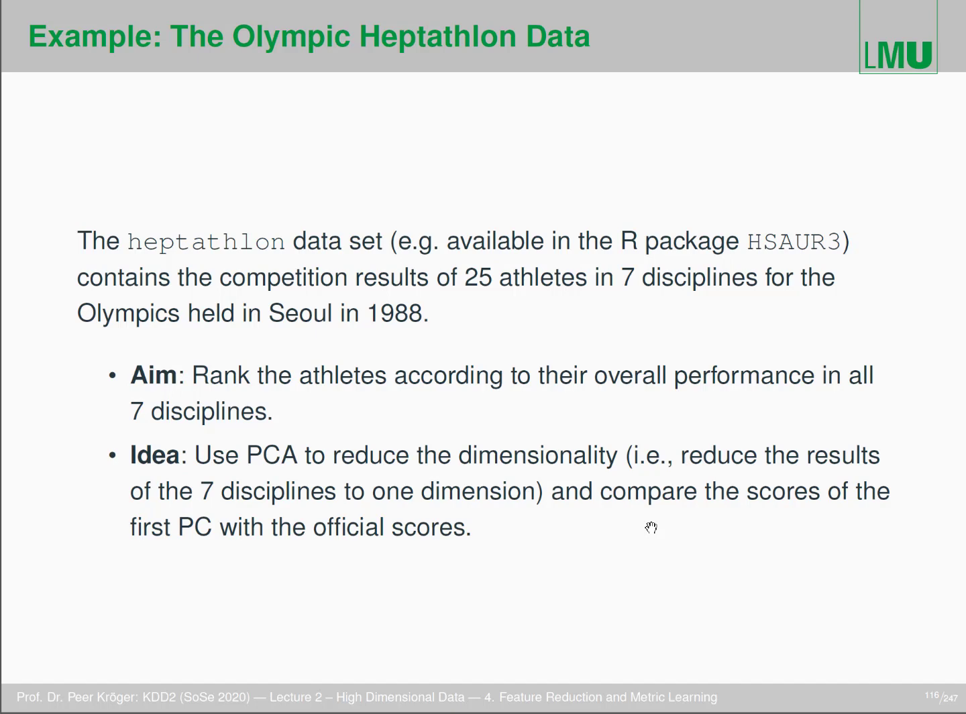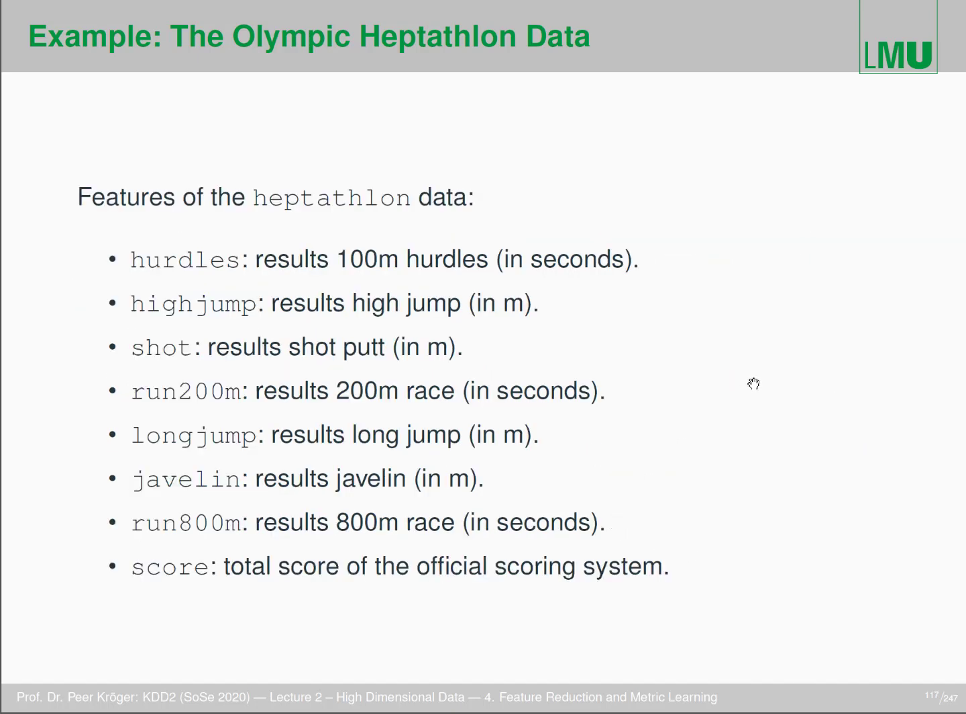So there is, of course, the official ranking from the Olympics, which considers the performance of all athletes in all 7 disciplines. We want to reproduce this ranking by just looking at the first PC obtained from PCA on these 7 features. So this is the idea. And well, let's do it. First of all, let's have a look at the features of this data set.